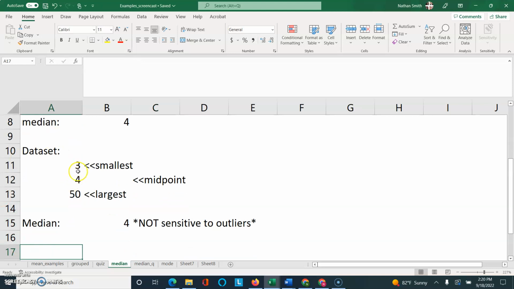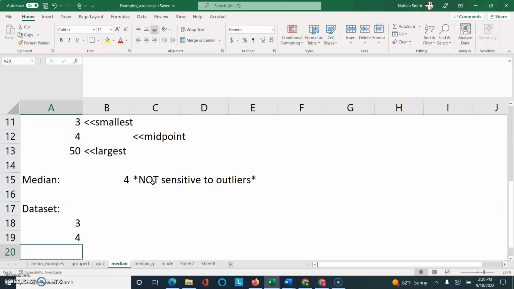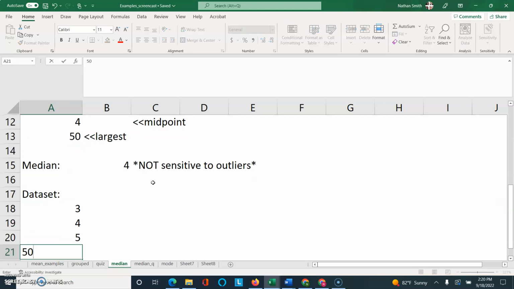Now, this idea of finding the midpoint, if you think about it, it's easiest when you have an odd number of values. Let's take a look at an example where you have an even number. Let's do, how about 3, 4, 5, and 50.